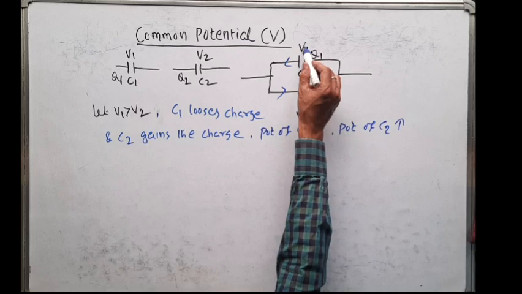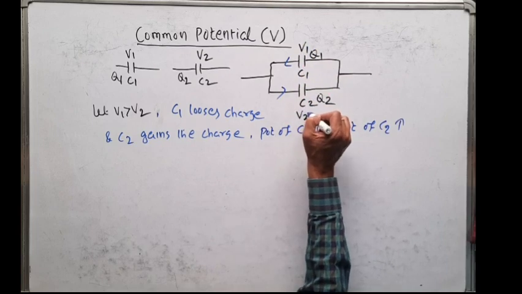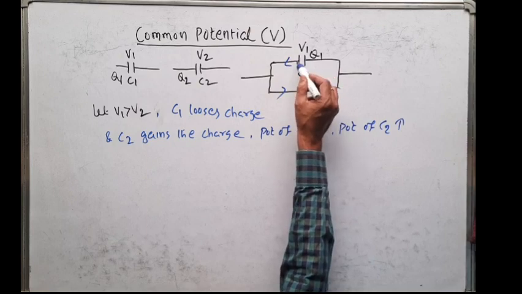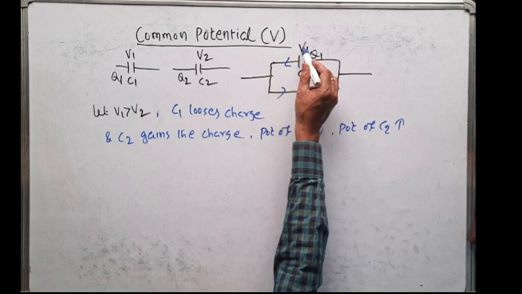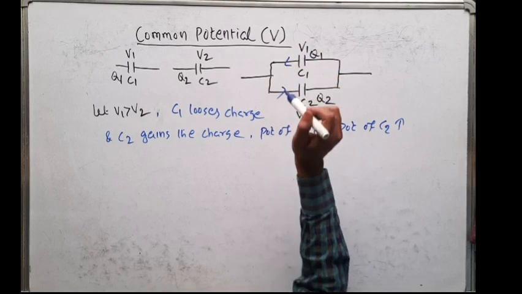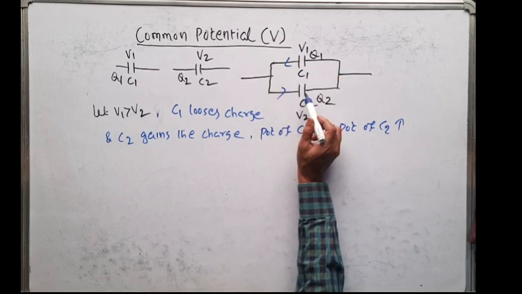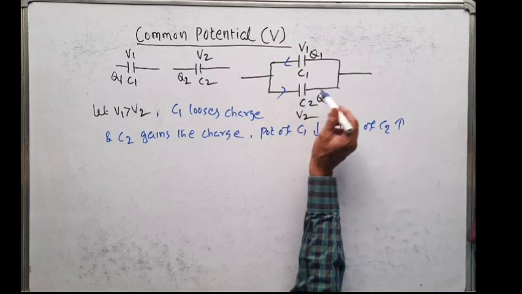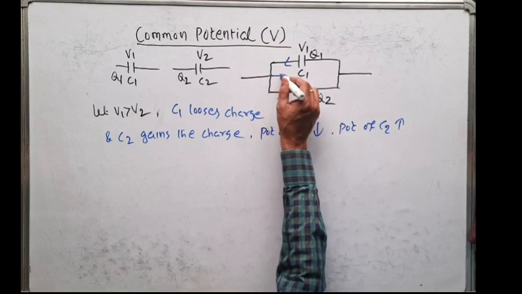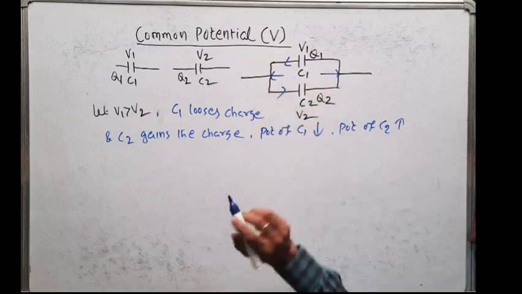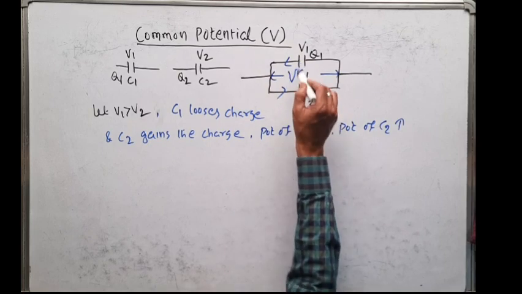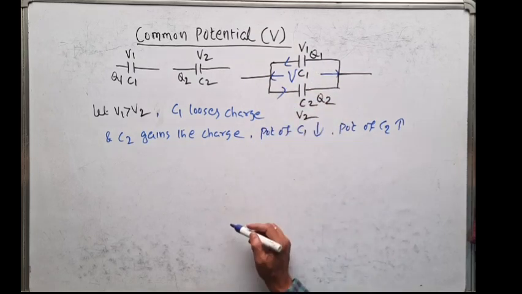Let us say potential is initially 10 volt, here 8 volt. So when the first capacitor loses charge, the potential will drop from 10 volt to 9 volt. And here this capacitor gains charge. That means its potential will increase. Let us say initially it was 8. Now it is increased to 9 volt. So now that common voltage which is equal to 9 volt is called common potential. So when the potential of both will be the same, there will be no flow of charge.